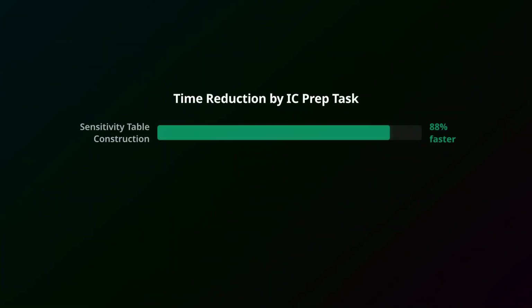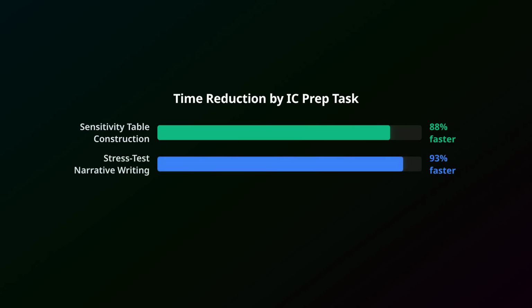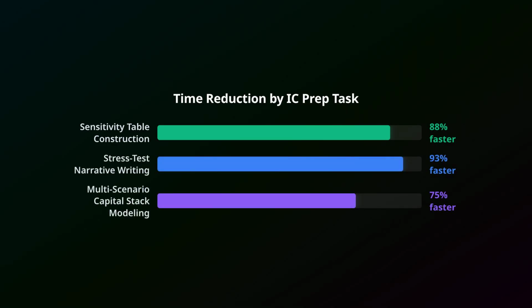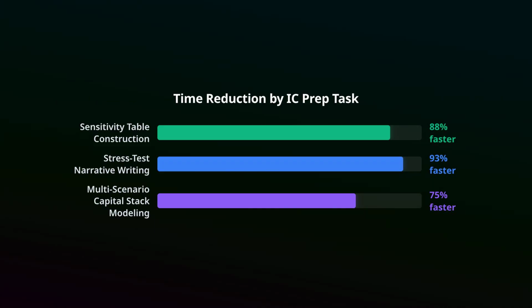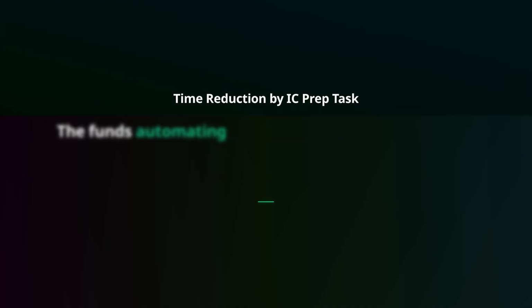What used to take a full day now takes 2 hours, and your analyst is reviewing instead of producing from scratch. Here is where the time savings show up most clearly across the key IC prep tasks. Sensitivity table construction goes from 4 hours to under 30 minutes. Stress test narrative writing drops from 90 minutes to 10. Scenario modeling for multiple capital stack configurations, which used to take half a day, now takes an hour.